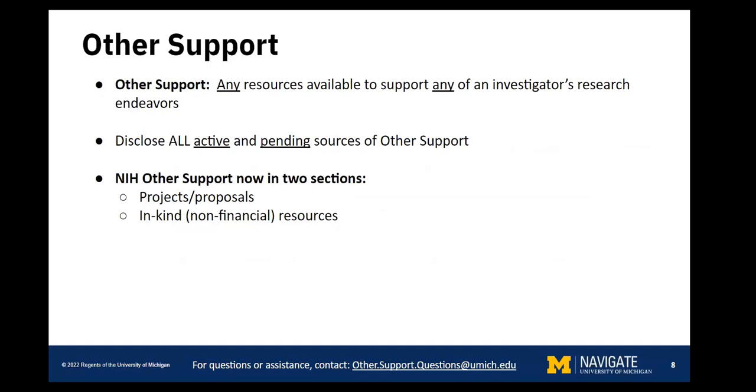So when we talk about other support, just wanting to make sure that everybody is aware, this includes any resources available to support any of an investigator's research endeavors. This includes all active and pending sources of other support, and the NIH now requires two particular sections in their other support document, one for projects and proposals and another for in-kind non-financial resources. Next slide, please.